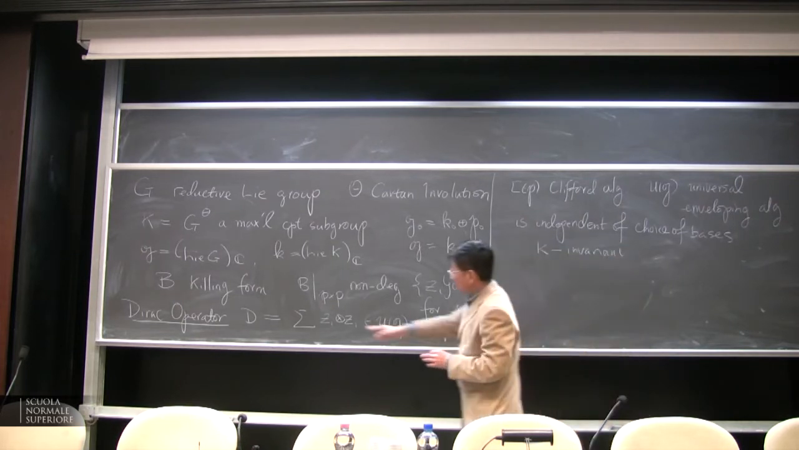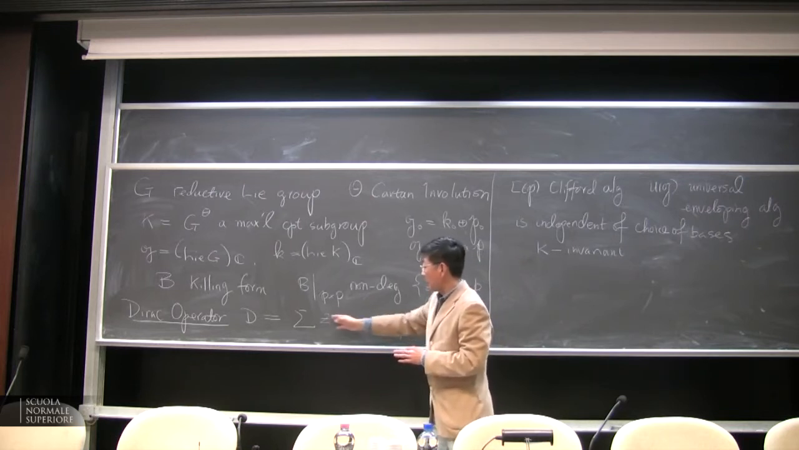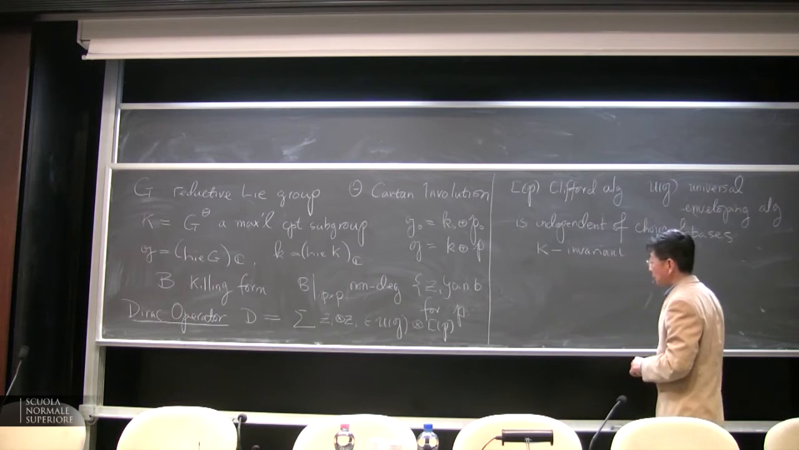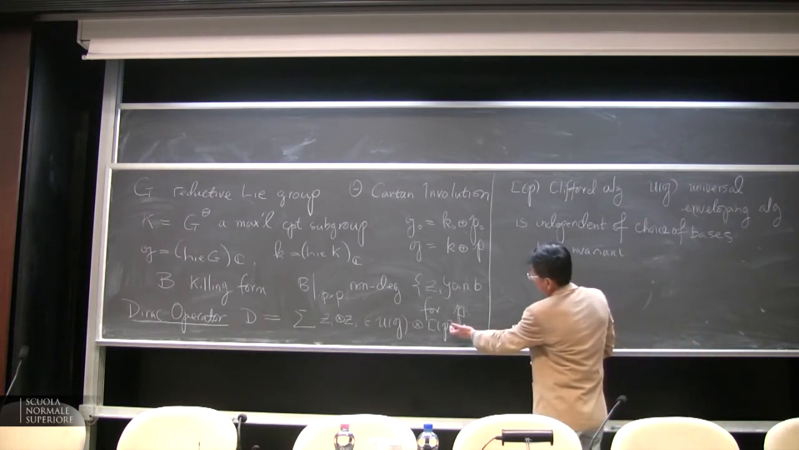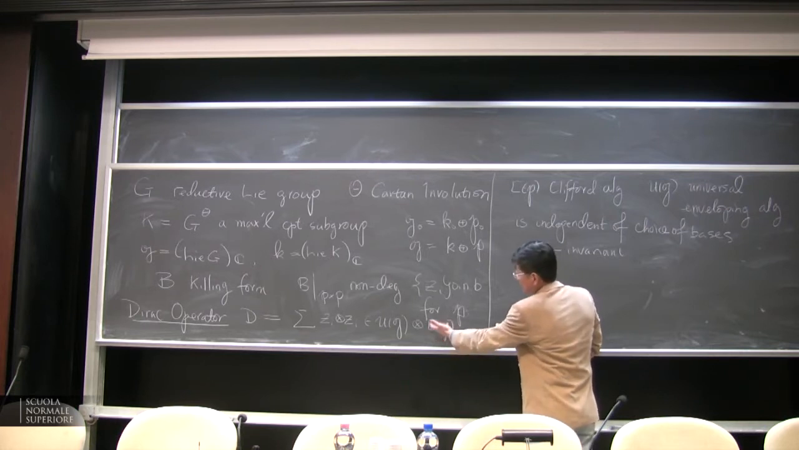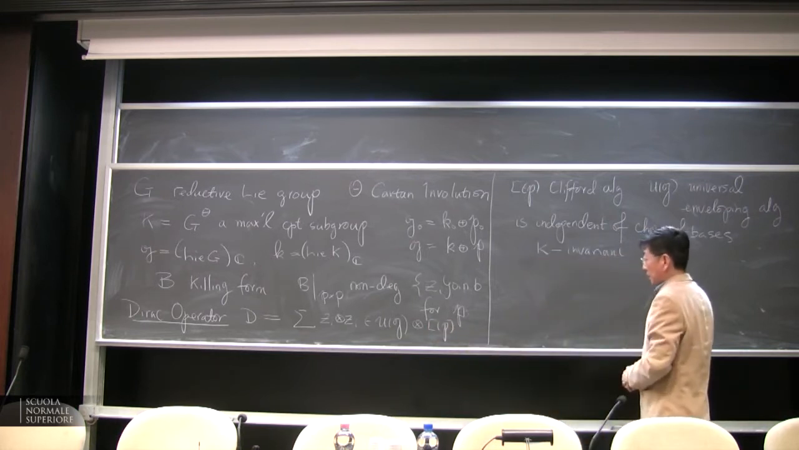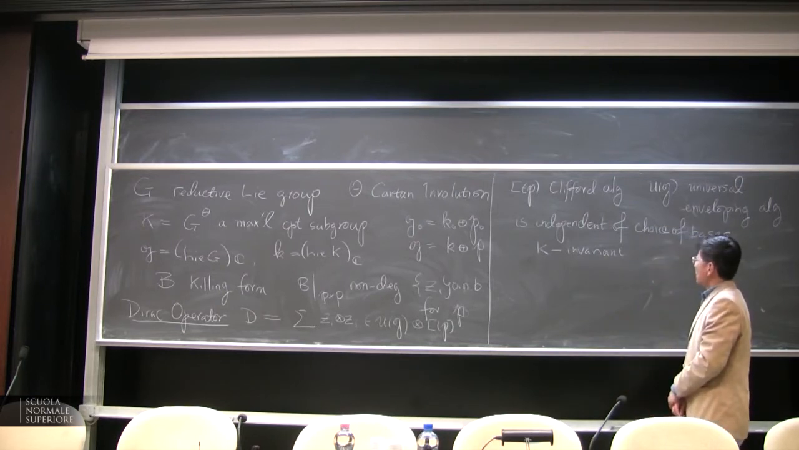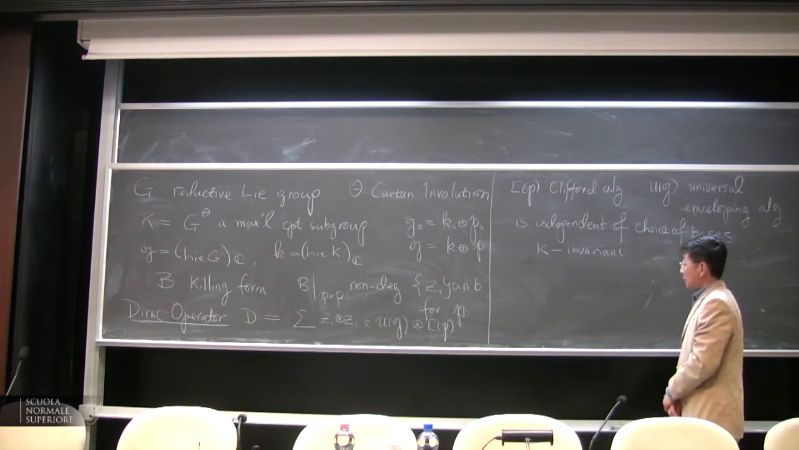under the diagonal action and the adjoint action. Also, K has the adjoint action on P. So this is also the K-invariant action on that. So this is the invariant differential operator.